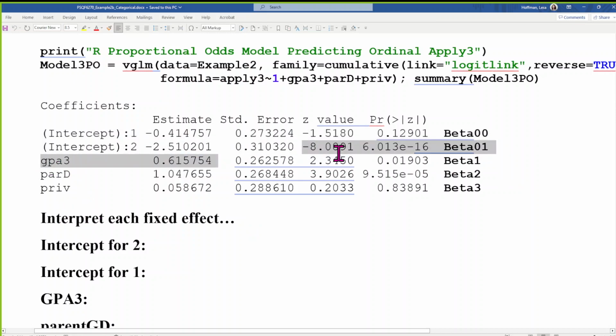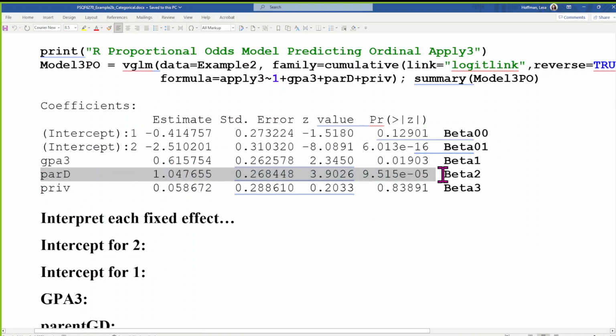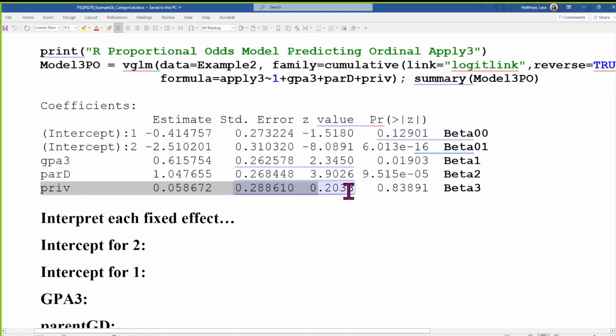We can say more generally that people with higher GPAs are more likely to apply to graduate school. I can say that. People whose parents went to graduate school are more likely to apply to graduate school. People who went to private university, not necessarily more likely, non-significant. Positive coefficient, though.